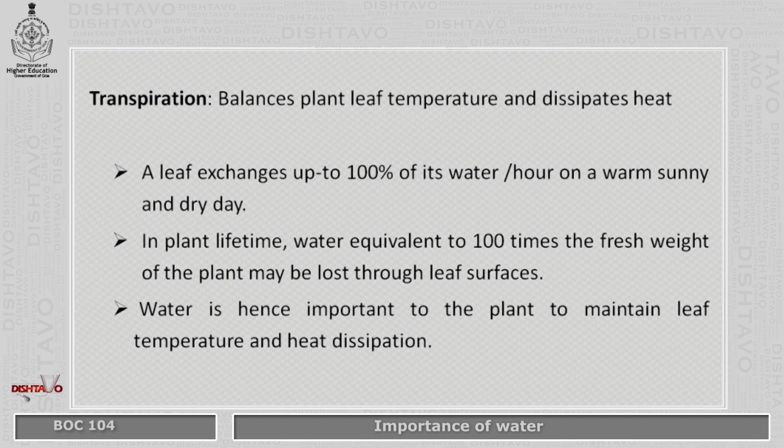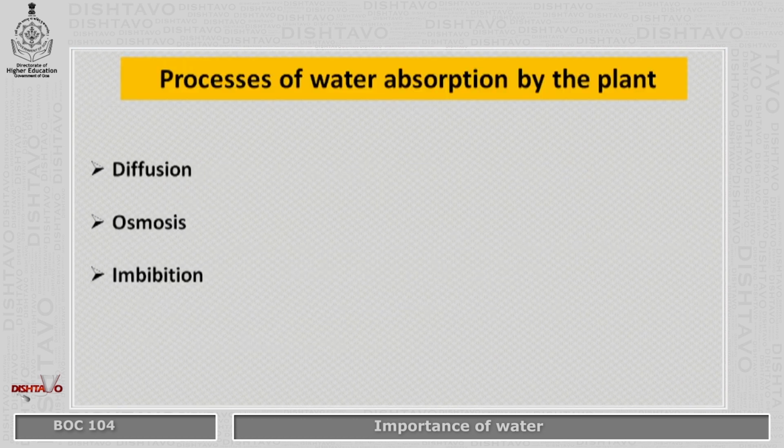In a lifetime, it is estimated that water equivalent to 100 times the fresh weight of the plant may be lost through the leaf surfaces, and this loss of water accounts for dissipating the excess heat, thereby the plant is able to maintain the leaf temperature. Now let us see what are the processes by which this water enters the plant system.